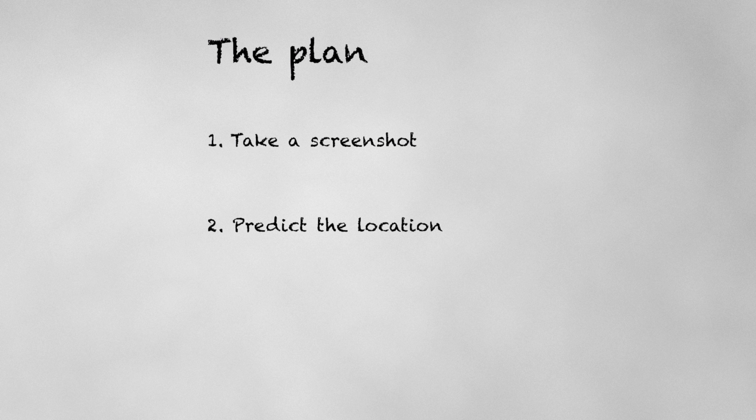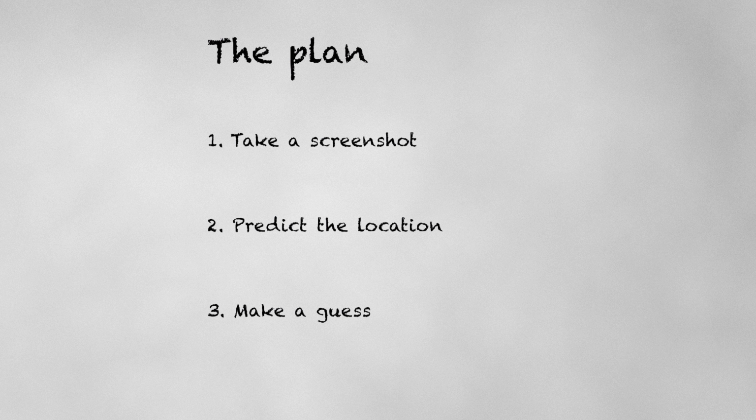So first of all, we have to take a screenshot from the game, from the actual street view location. Then we need a model that actually predicts the location, and finally we have to make a guess. So the overall idea is not that difficult, but there are some challenges on the way. First of all, how do we take the screenshot?